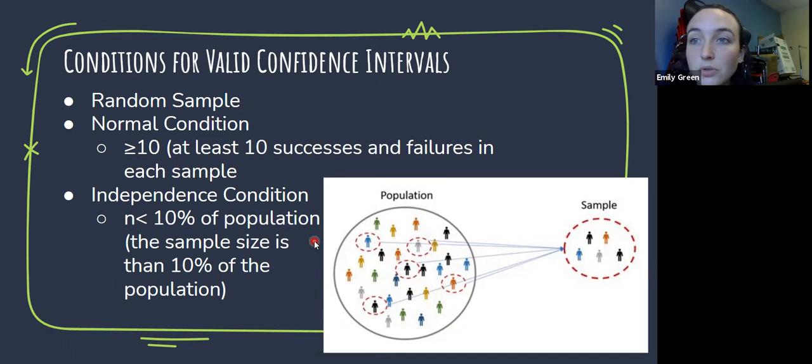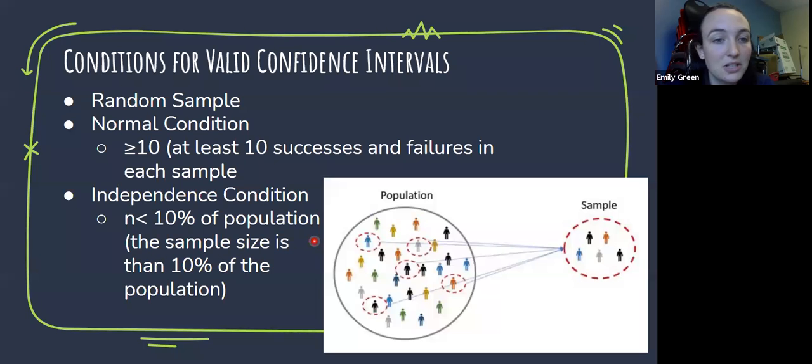And this is an issue just because we can't like draw somebody out like they're a marble and then put it back and draw again. So it's not going to be random unless we have less than 10% of the population in the sample. So just a little example of why this is a problem.